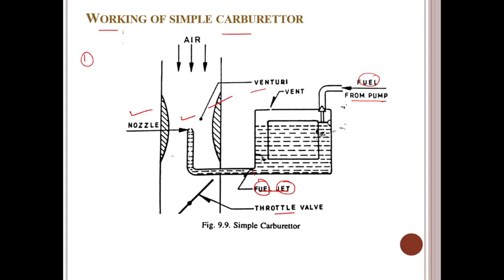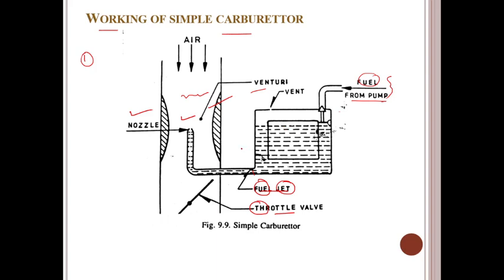Then the throttle valve. You observe here, guys, this throttle valve. Venturi, this is our venturi meter. So there is a float in the float chamber. With the help of this fuel pump, fuel is supplied to the float chamber. From the fuel tank, through the strainer, there is a strainer to filter the fuel. We can call this assembly a simple carburetor.